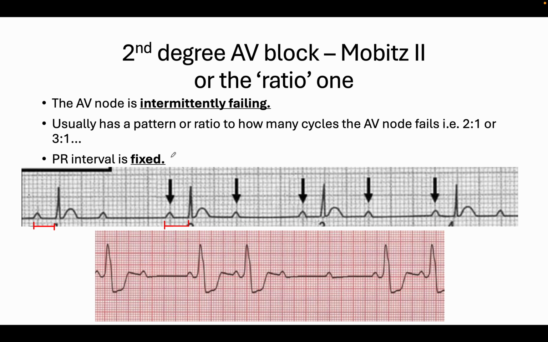So that's what I mean by the PR interval is fixed. And it's in a 2-to-1 ratio of failing. So this would be called Mobitz type 2 with a 2-to-1 AV nodal block.